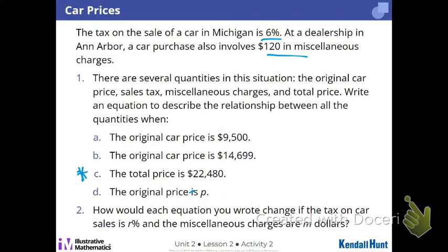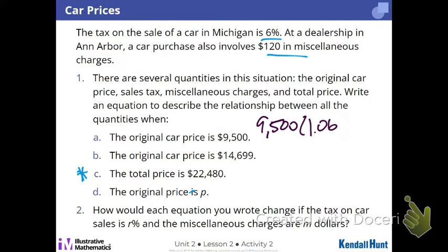Do we need to solve anything? No, we don't need to solve anything. So, just equations that match. So for the first one, here's what I've got. The original price is $9,500. So $9,500. I need 6% tax. So I'm going to multiply that by 1.06.